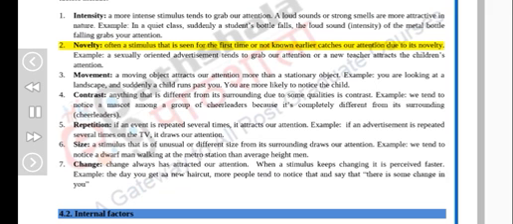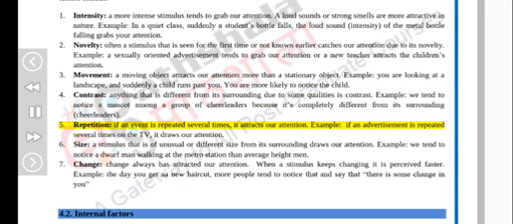2. Novelty. Often a stimulus that is seen for the first time or not known earlier catches our attention due to its novelty. Example, a sexually oriented advertisement tends to grab our attention, or a new teacher attracts the children's attention. 3. Movement. A moving object attracts our attention more than a stationary object. Example, you are looking at a landscape, and suddenly a child runs past you. You are more likely to notice the child. 4. Contrast. Anything that is different from its surroundings due to some qualities is contrast. Example, we tend to notice a mascot among a group of cheerleaders because it's completely different from the surrounding cheerleaders.